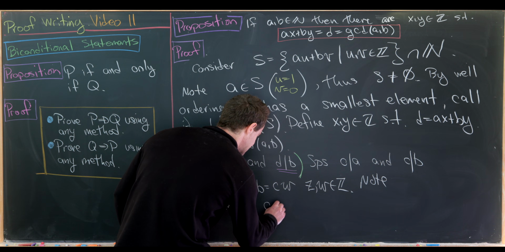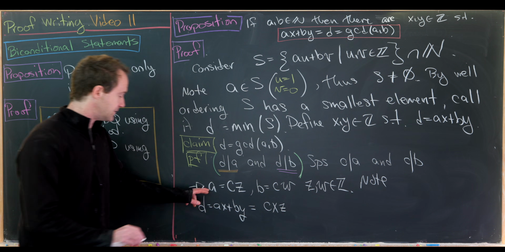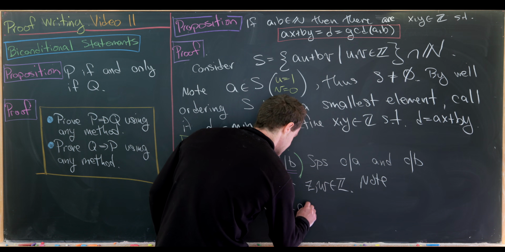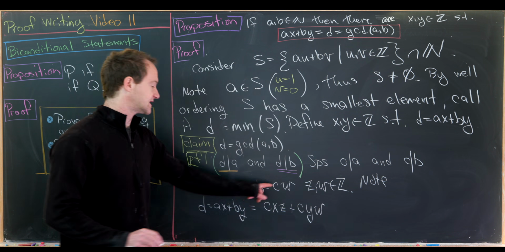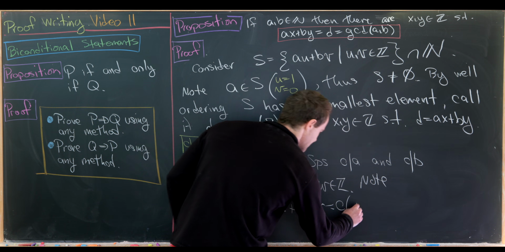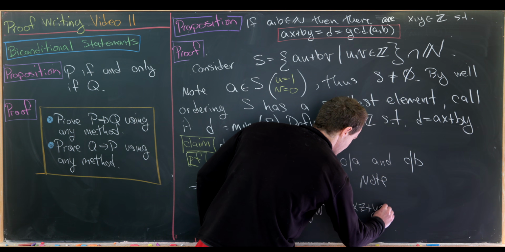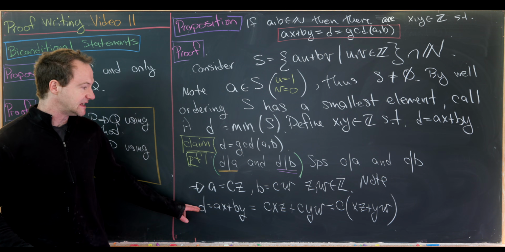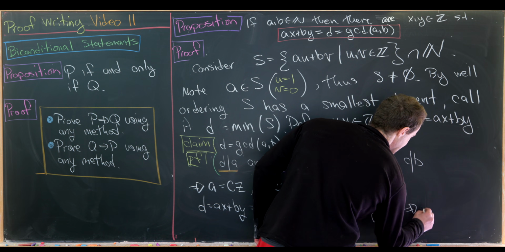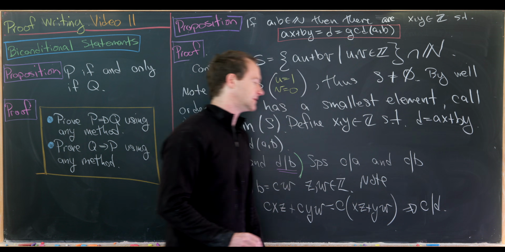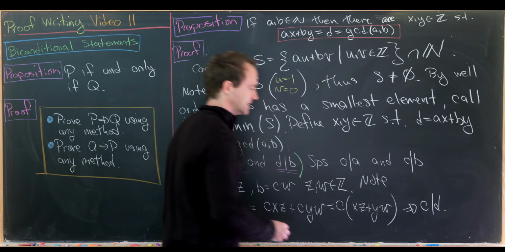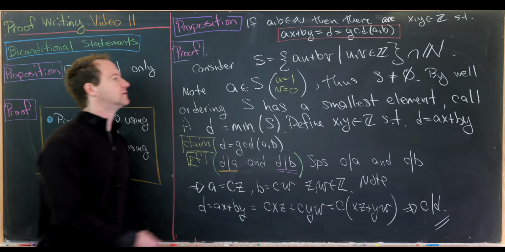But now that'll be equal to C times XZ from this expression for A plus C times YW from this expression for B. But that's equal to C times some stuff. That stuff is XZ plus YW. So we have D is equal to a multiple of C, which is the same thing as saying that C divides D. But that's exactly what we needed to prove the greatest part of the greatest common divisor. And that finishes off this proof.